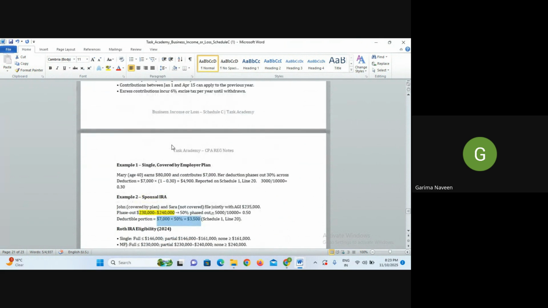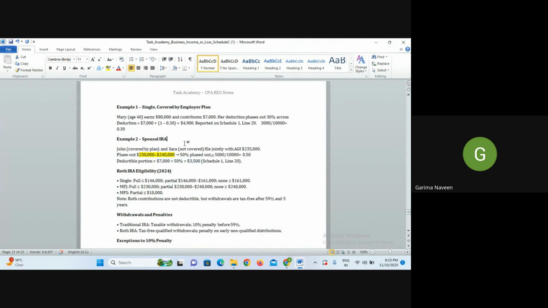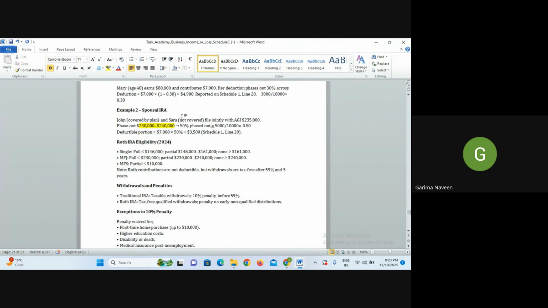Okay. So if you do not have any other plan, then there is no problem. But if you have any employer sponsored plan, then your deductible portion will depend upon your AGI. Is it clear now? Yes.